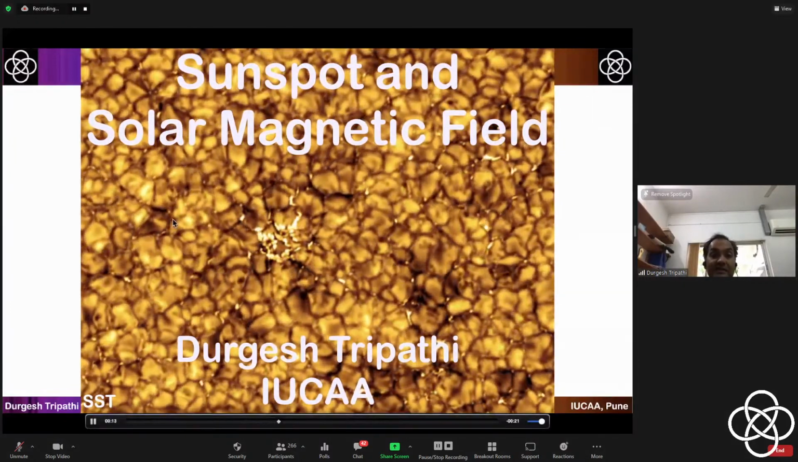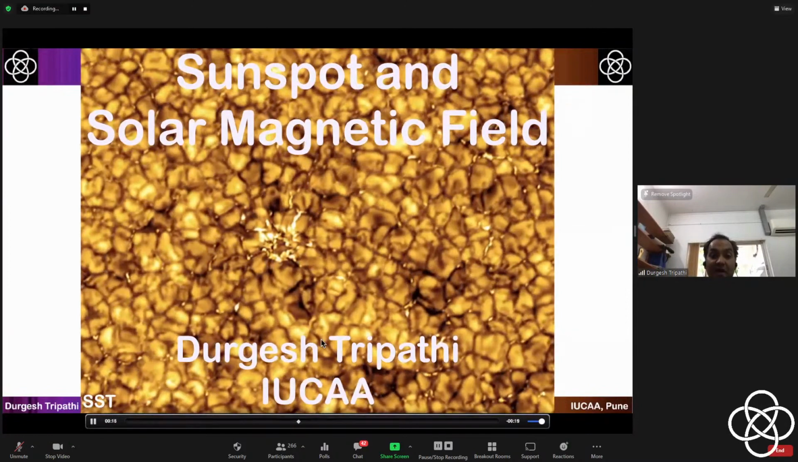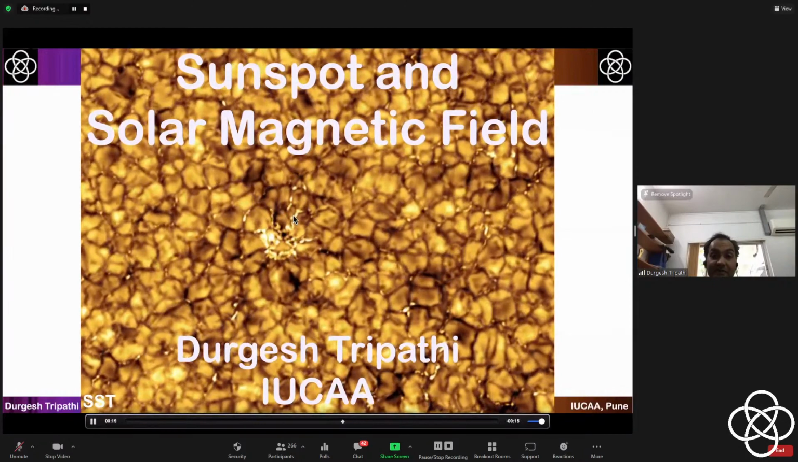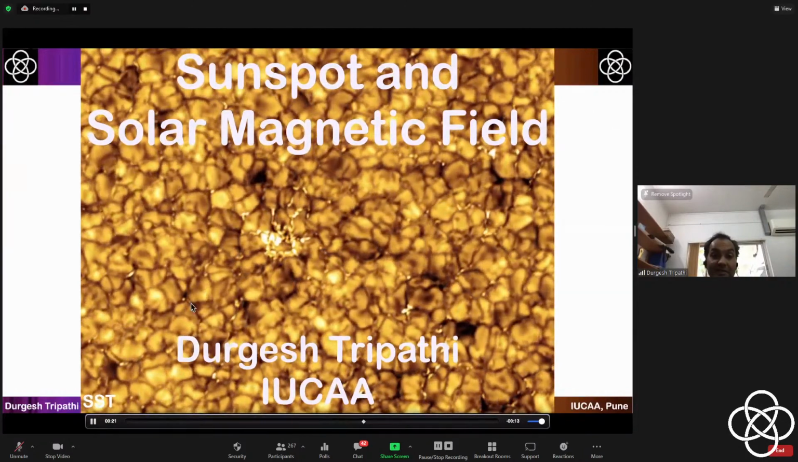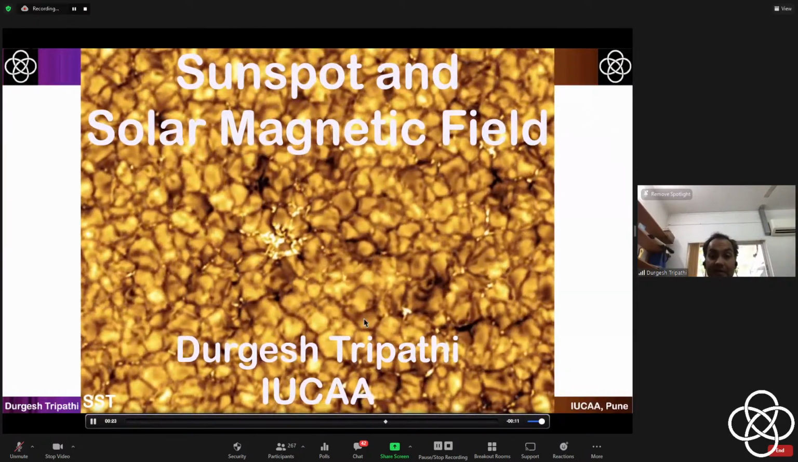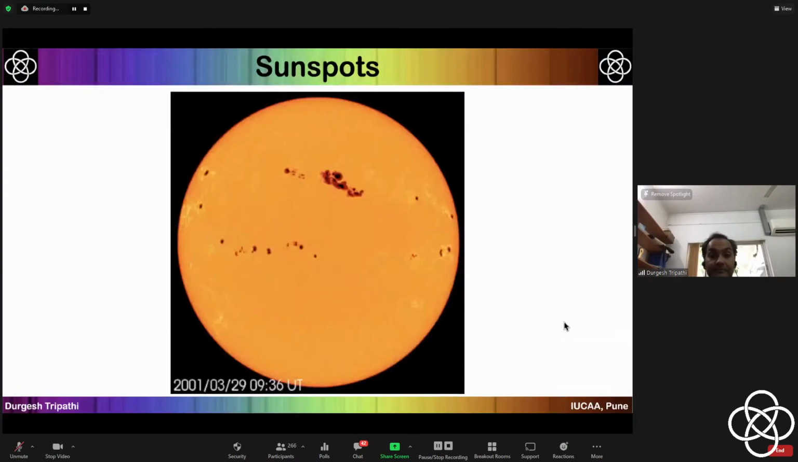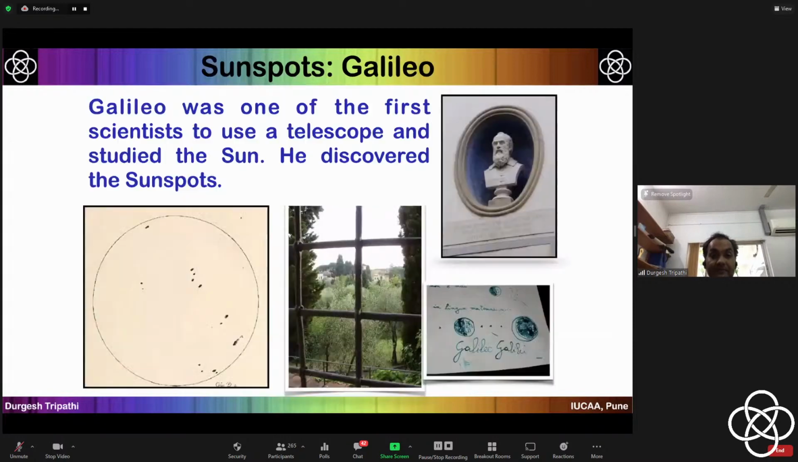As I said, this is granules taken in G band, and all you see is the generation of these magnetic fields, which are localized within these dark lanes between granules, for example. So, sunspots, we talked about this. You have these dark regions on the surface of the sun. It was discovered by Galileo, who was one of the first to use a telescope to look at the sun, and he discovered sunspots.